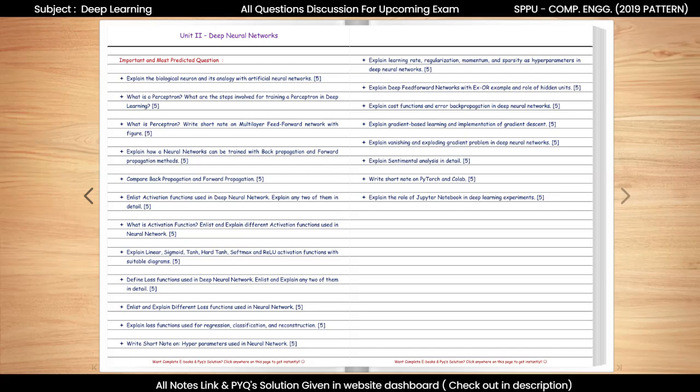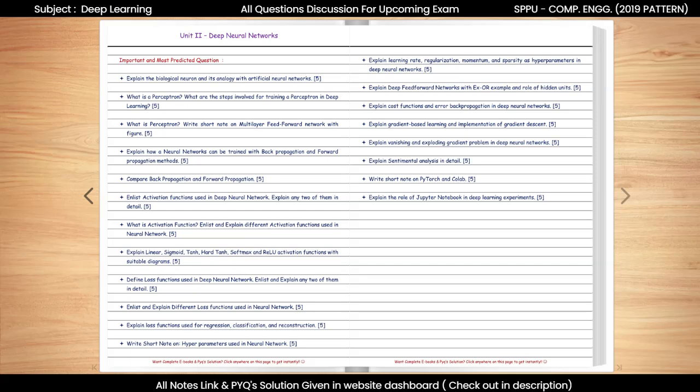Now, let us move on to our next important topic, types of loss functions. From this topic, we can expect questions such as, enlist and explain different loss functions used in neural network. Different loss functions are designed for different tasks. Regression tasks use squared error-based losses. Classification tasks use cross-entropy-based losses. Reconstruction tasks use losses that measure similarity between original and reconstructed data. Choosing the right loss function is critical for learning.